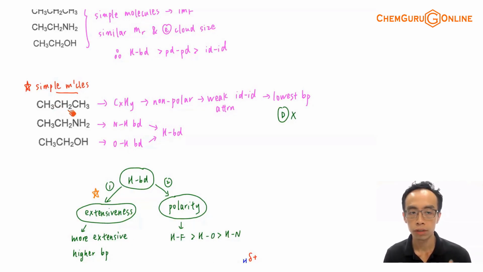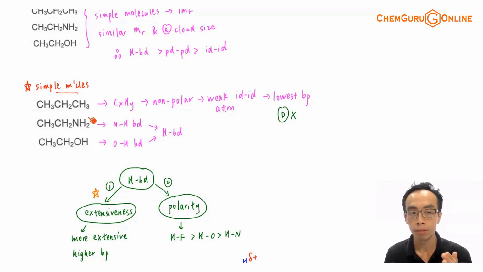Now, involving CH3CH2CH3, which is a hydrocarbon, we know that in a hydrocarbon the carbon-carbon bond is nonpolar, and the carbon-hydrogen bond is also nonpolar. This molecule will be nonpolar. I'll expect the dominant intermolecular force for CH3CH2CH3 to be weak ID-ID attraction for nonpolar molecules, and we will expect the boiling point for CH3CH2CH3 to be the lowest. And in this case, we will be able to eliminate option D.